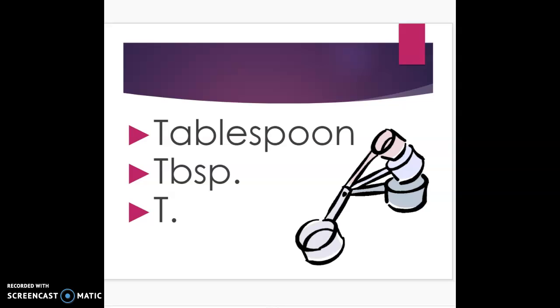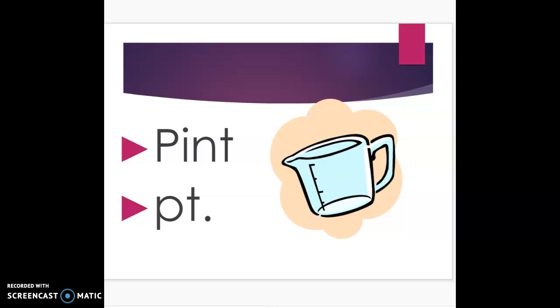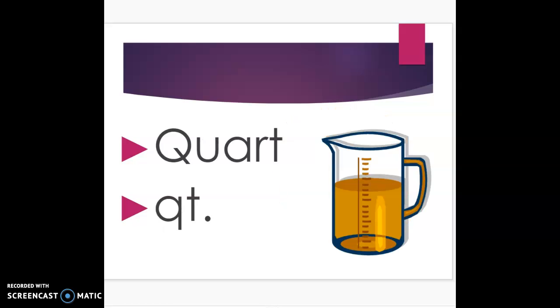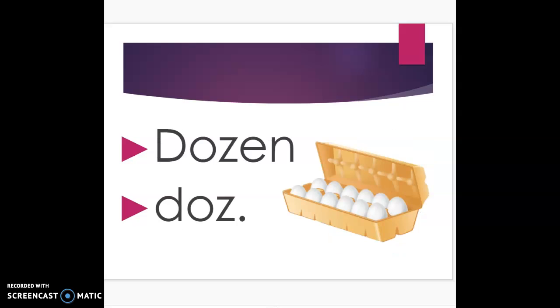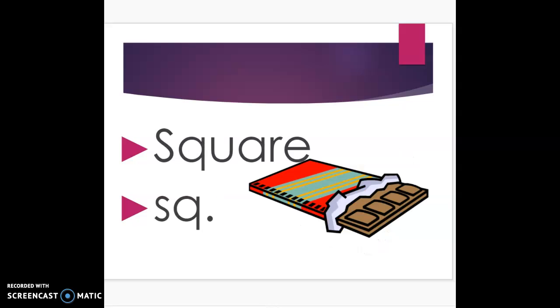Then we have tablespoon, and that is TBSP or capital T. If the T stands alone and it's capitalized, then it means tablespoon. If the T stands alone and it's lowercase, then it's teaspoon. Ounce is OZ. Pint is PT. Quart is QT. Dozen is DOZ. Gallon is GAL. Hour, HR.